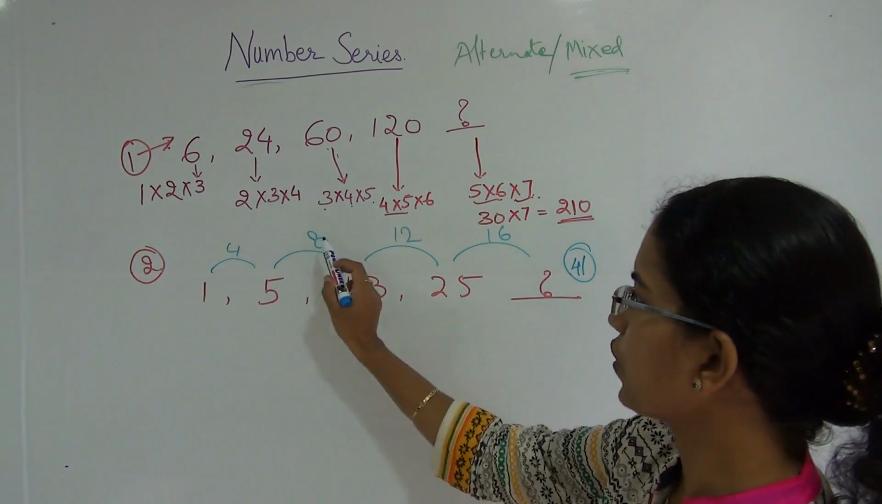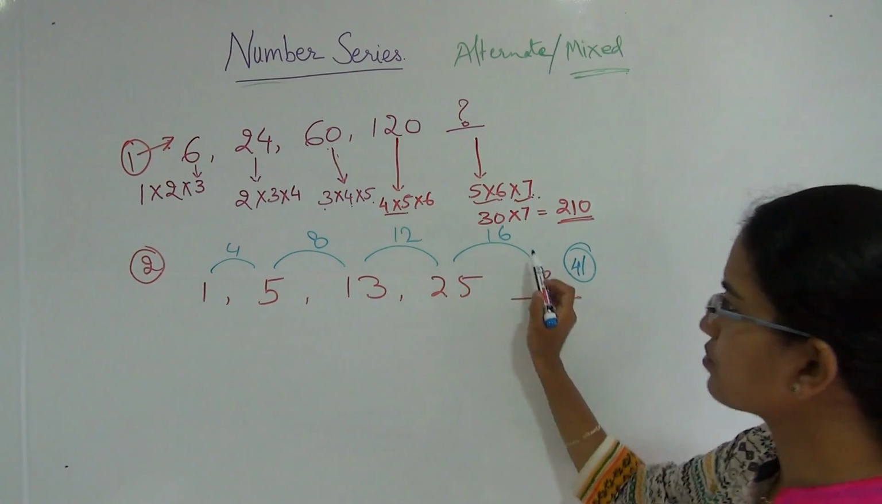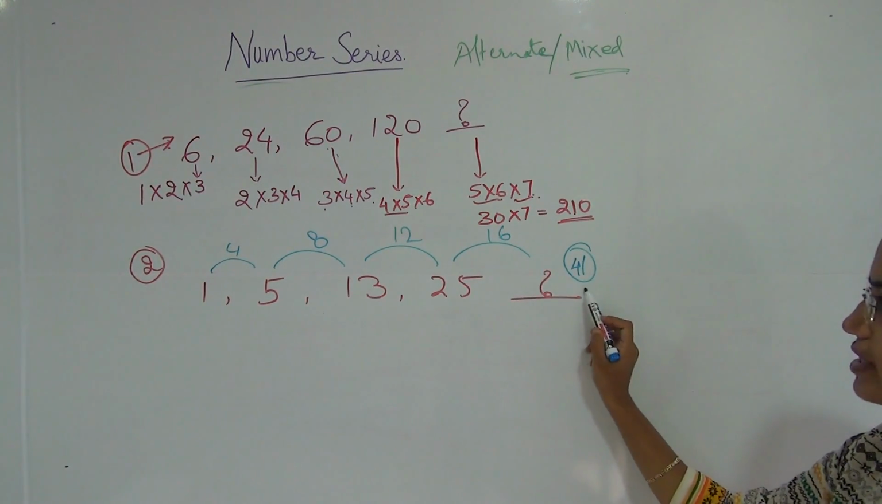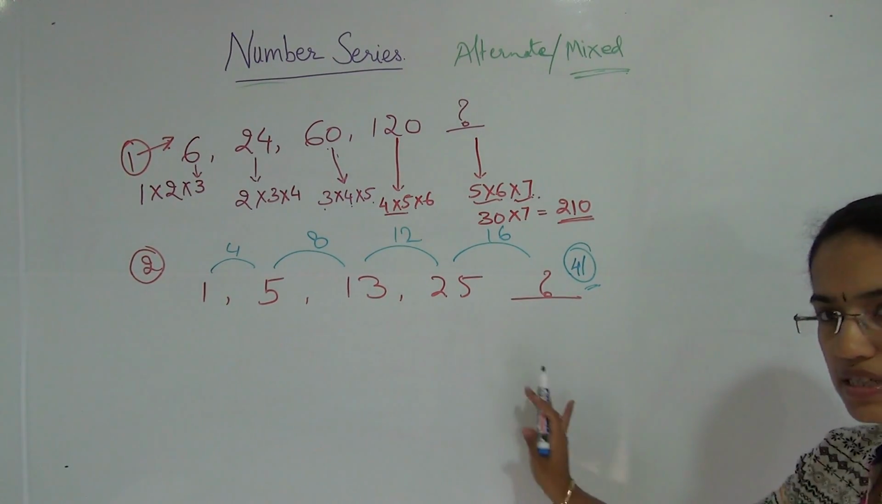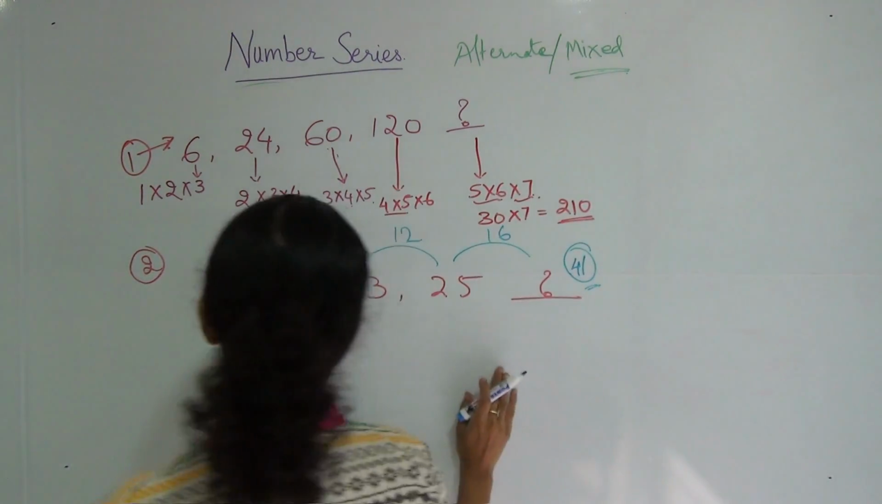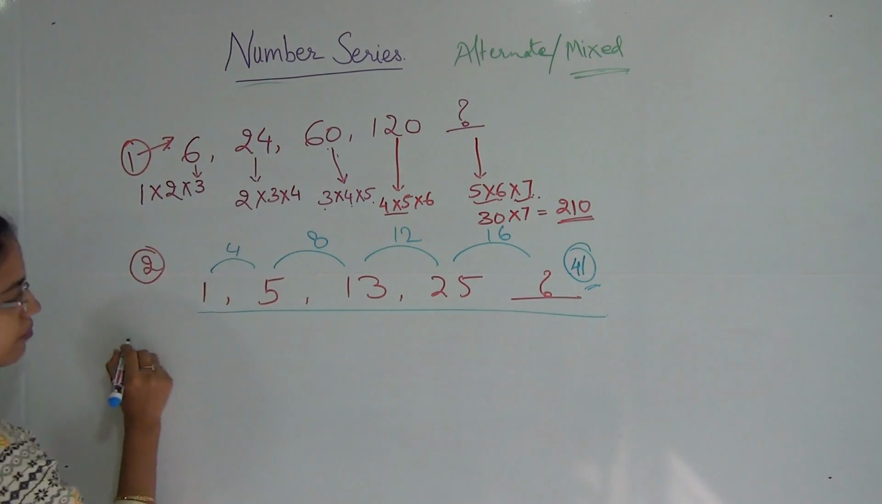So here it's 4, 8, 12, 16. So the next gap should be 16 and the answer should be 41. That's a kind of perfect solution for this question. But this question can be solved with an alternative method, or I should say a bit difficult method.